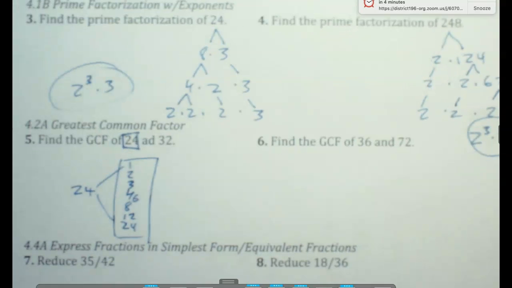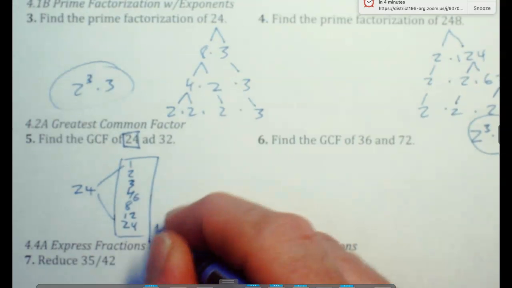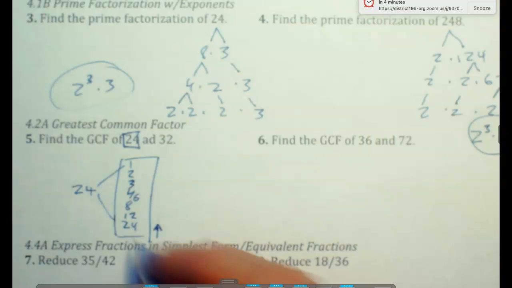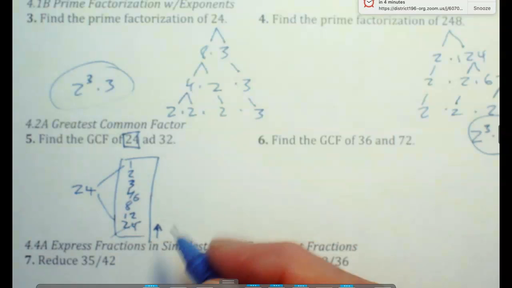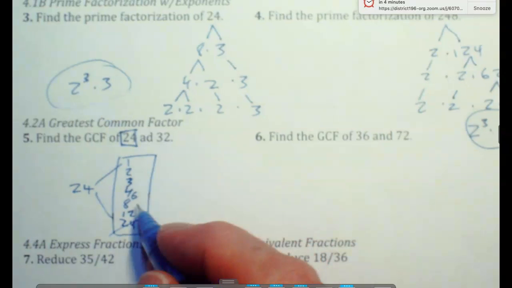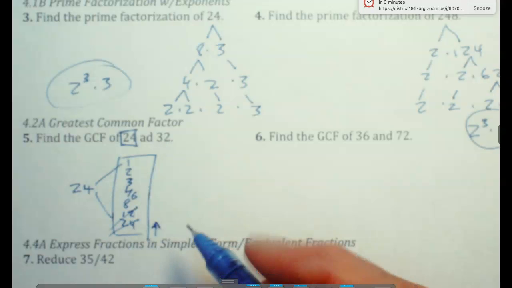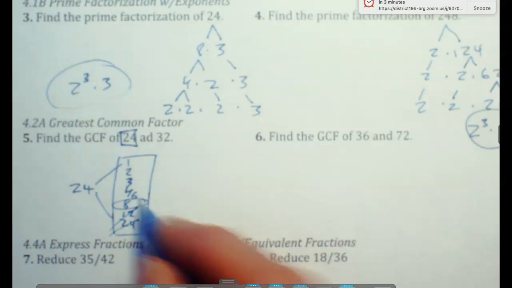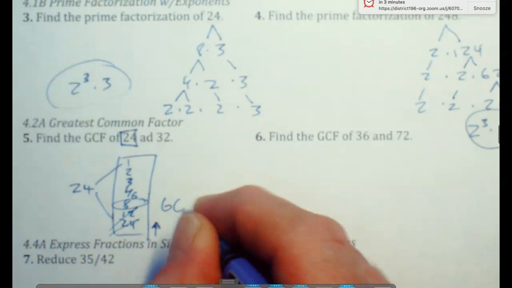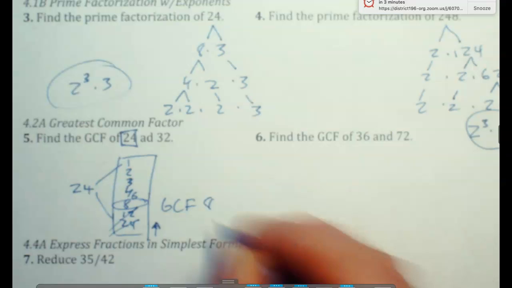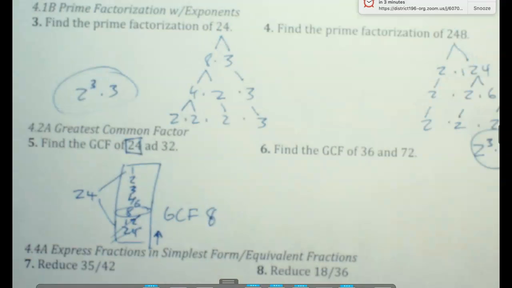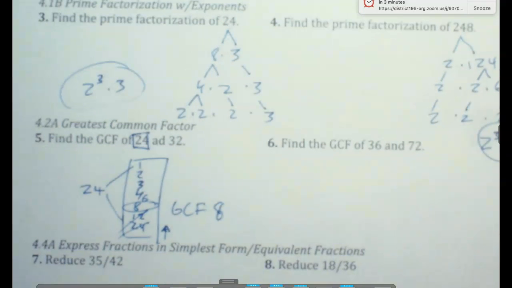That factor tree real quick. And I just start at the bottom and say, does 24 fit into 32? Too big. Does 12 fit into 32? Nope. Does 8 fit into 32? And yes, it does. That's the greatest common factor. The greatest shared factor is 8. It's the largest number that's a factor of both 24 and 32.